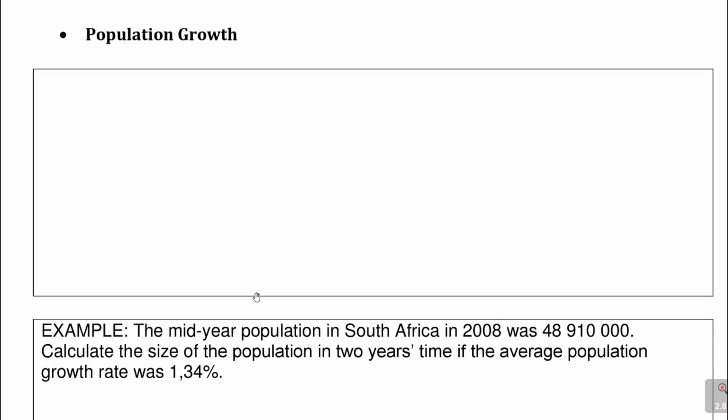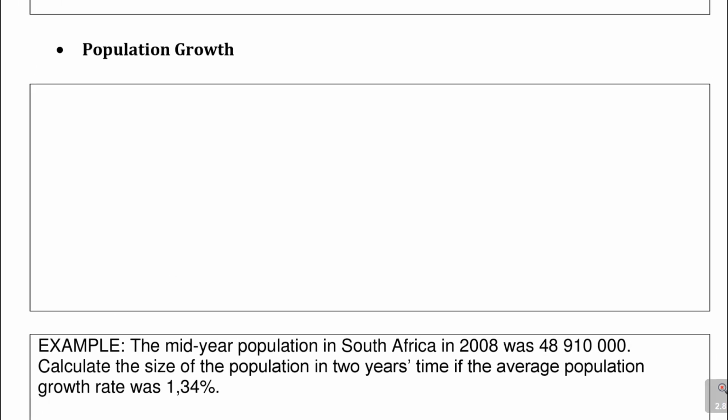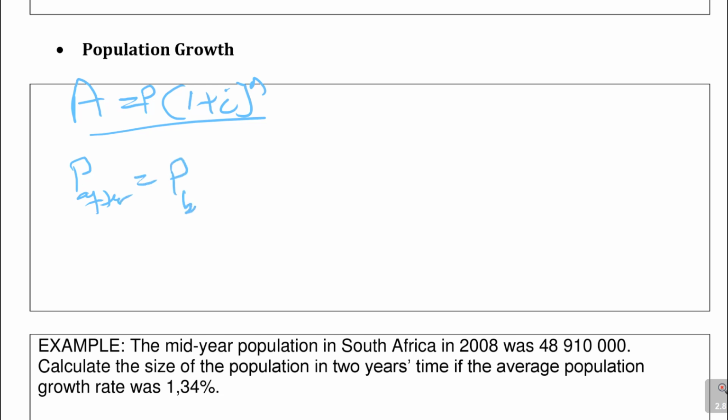Population growth. Last one. We're going to end here with population growth. Guys, population growth uses the compound interest formula, A is equal to P(1 plus i) to the power n. But you're going to write it with words: population after is equal to population before, where the principal becomes population before, times (1 plus i) to the power of n.